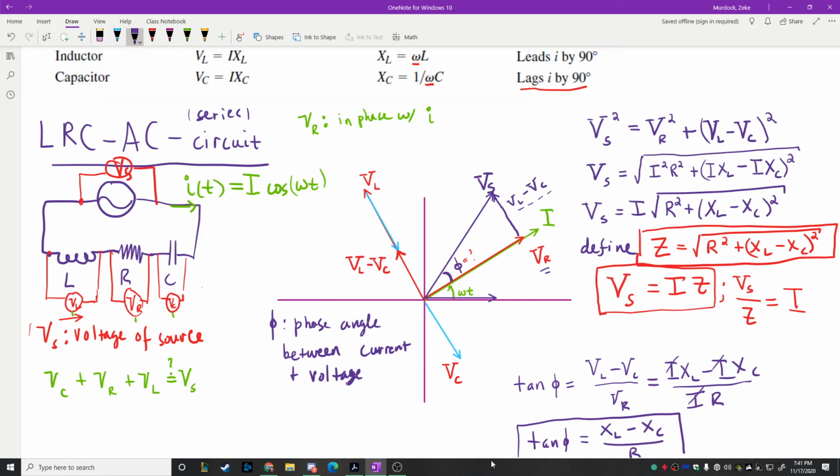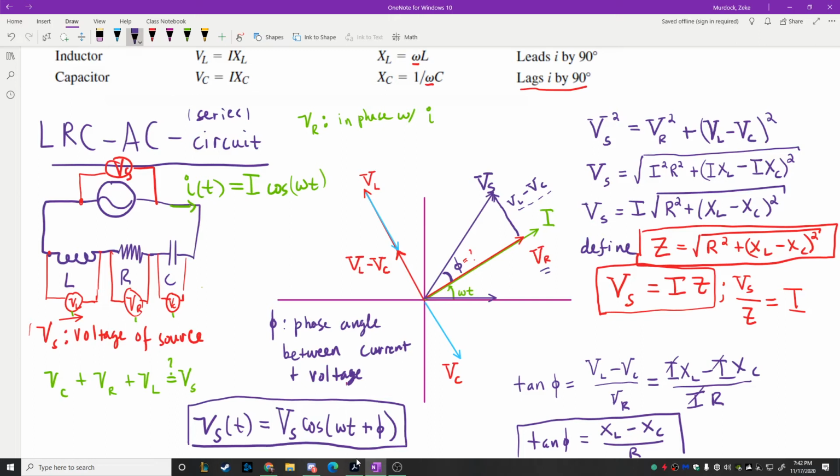Once we know what the phase angle is, we can make the following statement. The voltage across our source as a function of time is going to be equal to Vs, which is Iz, but I'll just write it as big Vs, and again this would be like 120 volts in the United States, multiplied by a cosine function. In this cosine function, we can now add the phase angle, because the voltage phasor is now exactly phi degrees ahead of the current phasor, which lines up with the resistance phasor. So phi tells us the phase angle.